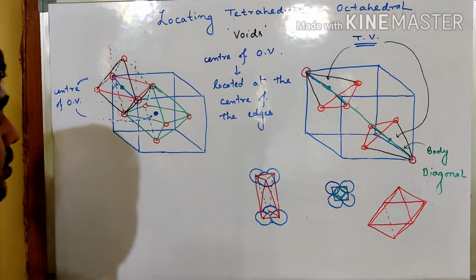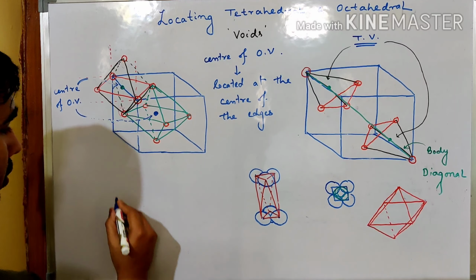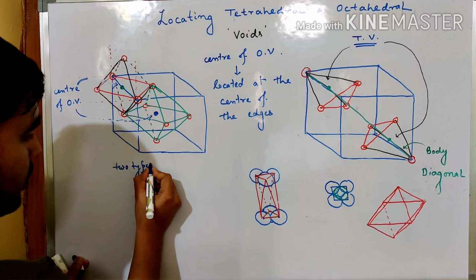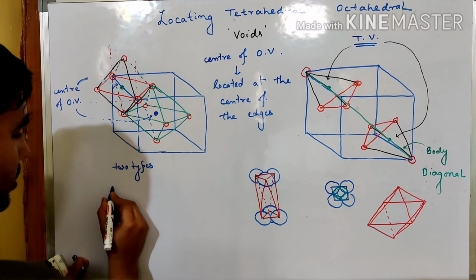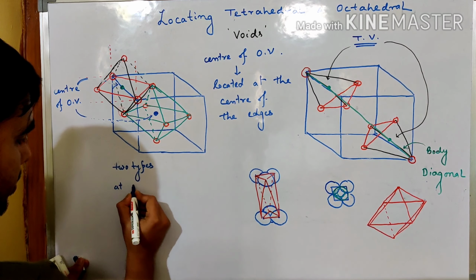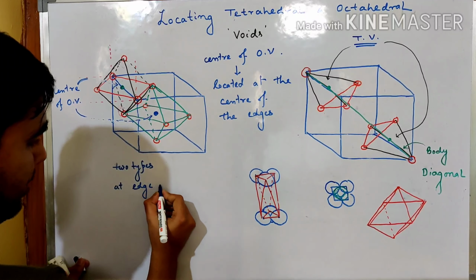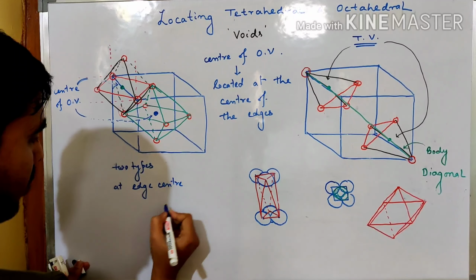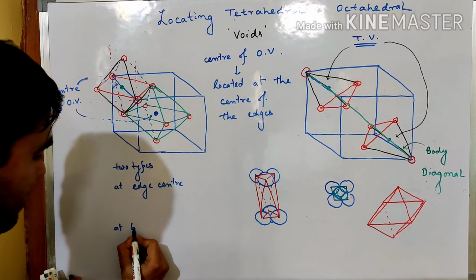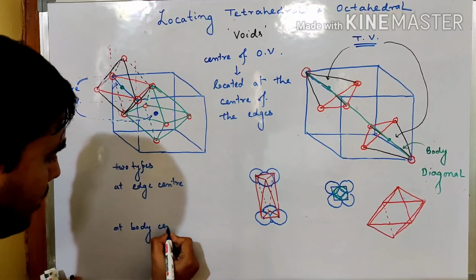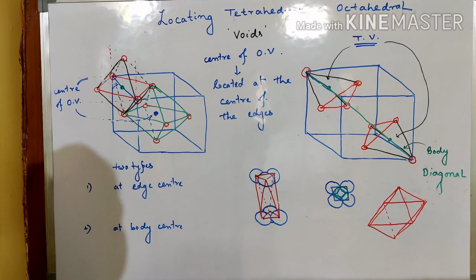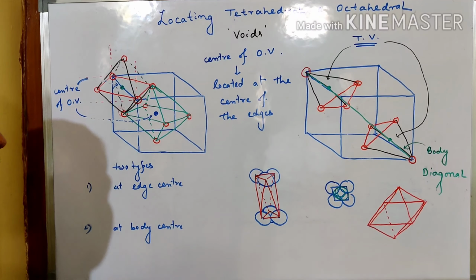So now, from this diagram, we have found out two types of octahedral voids. Two types. One is whose center is located at edge center. This one is what? The body center. At body center. So there are two types of octahedral voids in a FCC unit cell. One is at edge center, one is at body center.